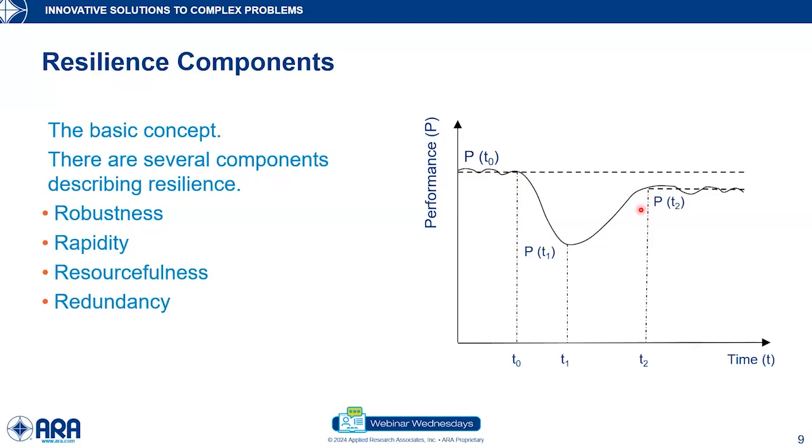Now, some of the components that can go into resiliency, and these are not the measures necessarily, are the robustness of your asset, its ability to withstand, basically, how far does it go? And then rapidity, as the time to recovery from that disruptive event, to come back to the original performance intended.